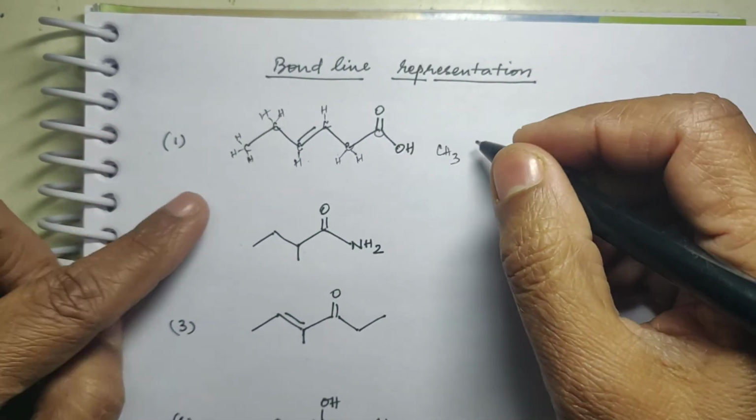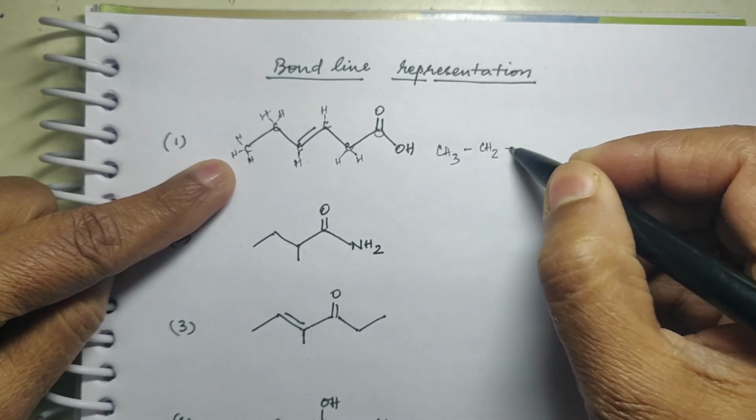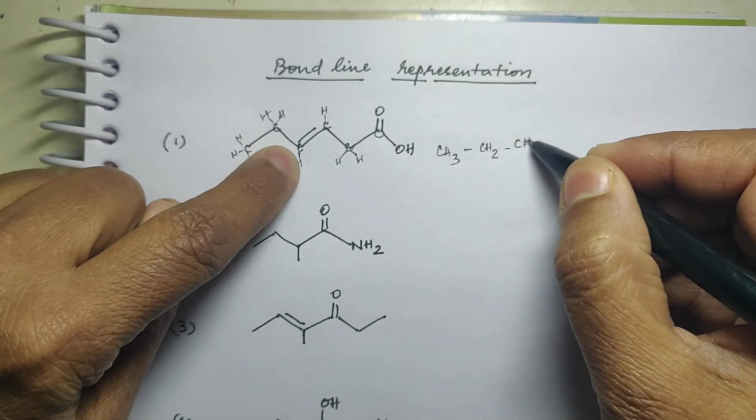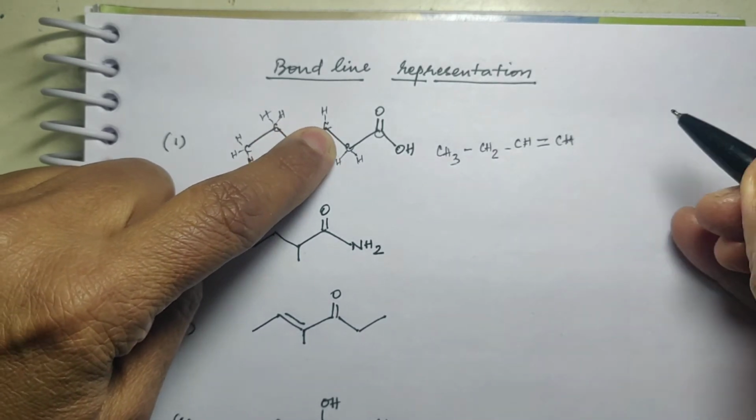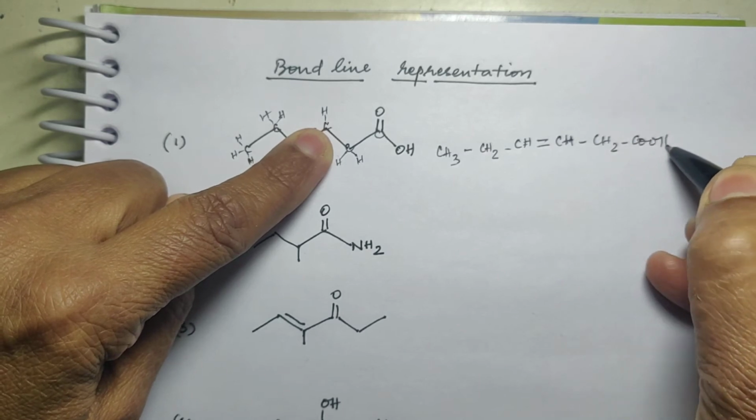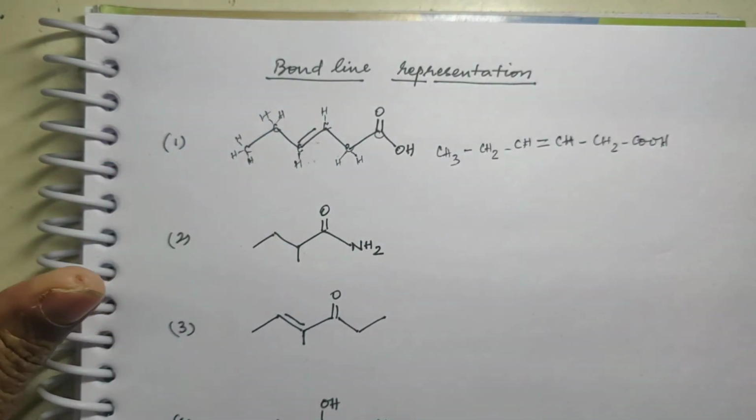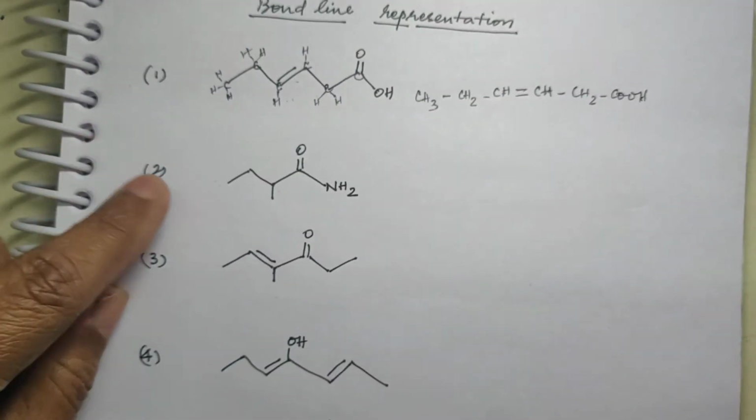Okay, don't write it from here itself. CH3, then CH2, then CH, double bond, CH, and then again a CH2, and then a COOH. Now for you, it will be easy to name. Okay, now you can name it yourself. I am not naming, you are going to name it yourself.